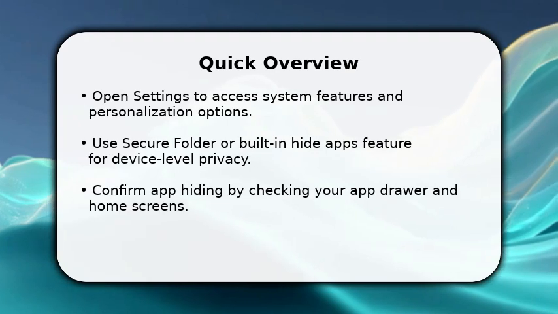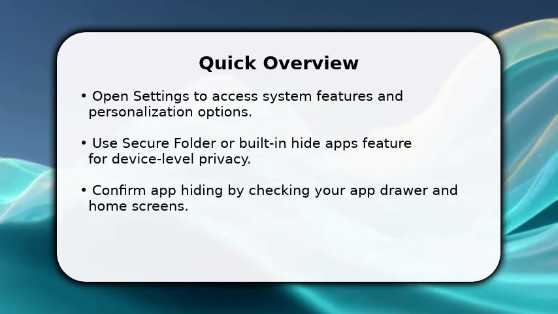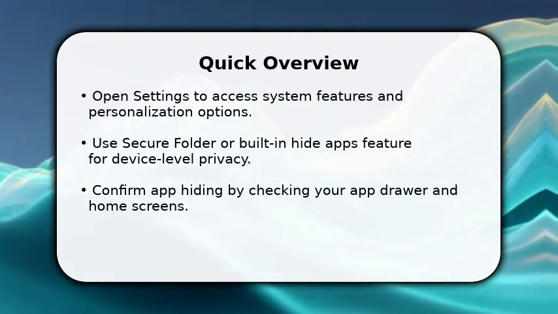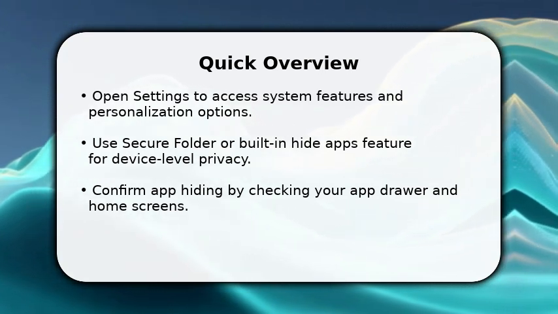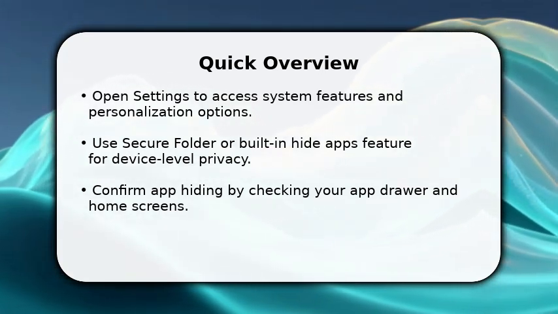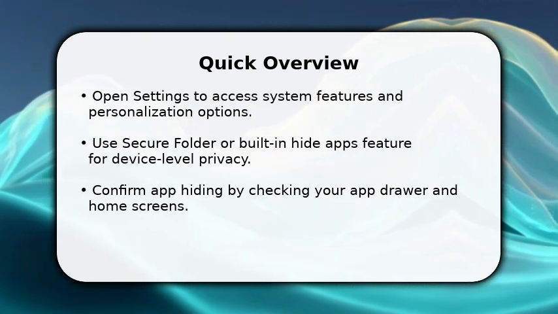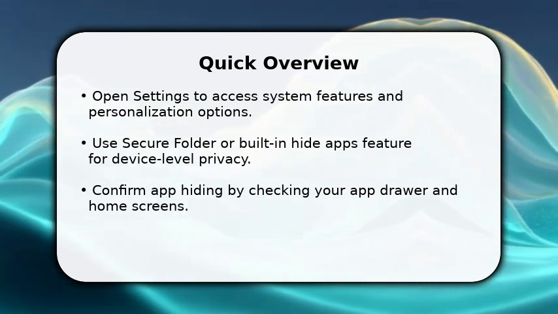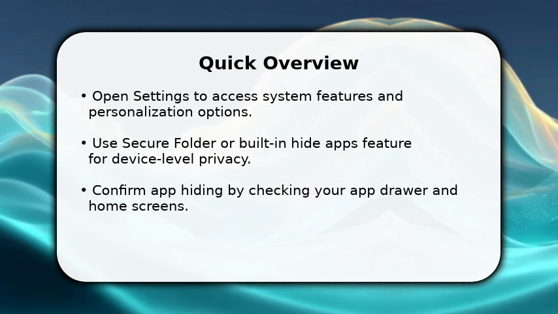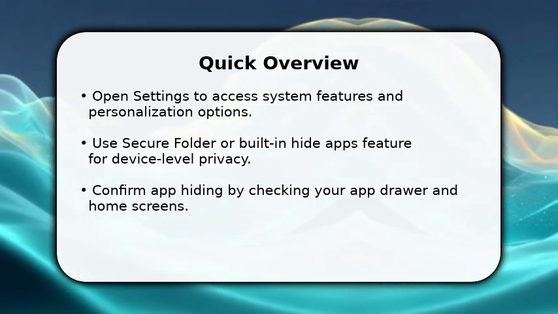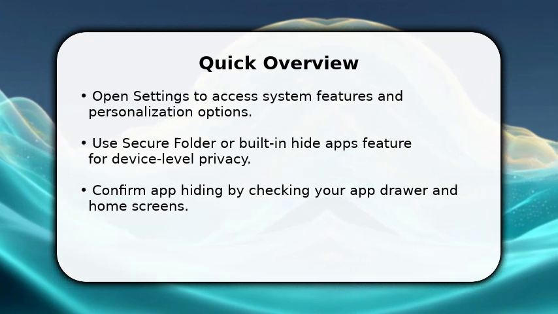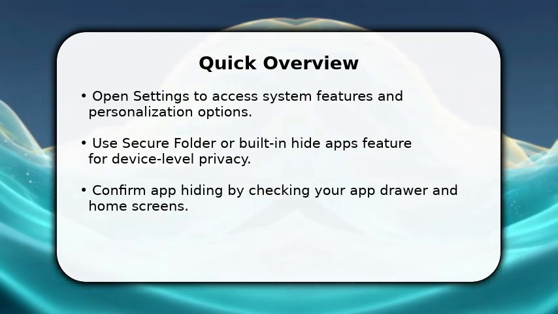Enjoy the video. In this video, I will show how to use hide apps in Samsung, updated. Open Settings, then go straight to Home Screen or Lock Screen and Security options to find Hide Apps Controls and Secure Folder. Tap the appropriate menu, select the apps you want hidden, and confirm with your PIN or biometric to keep them private on your device.